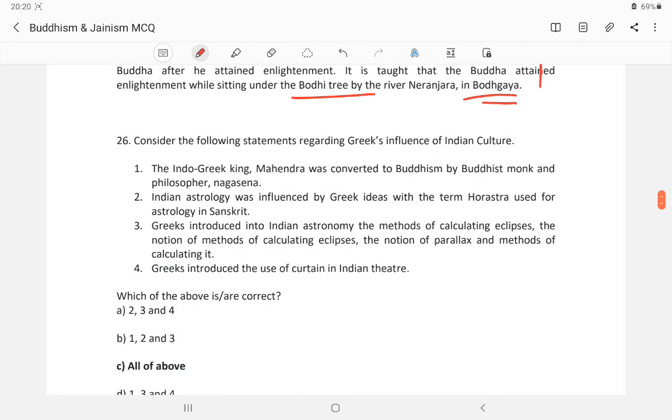Next, consider the following statement regarding the Greek influence on Indian culture. The Indo-Greek king Menander was converted to Buddhism by Nagasena. So the answer is all of this.